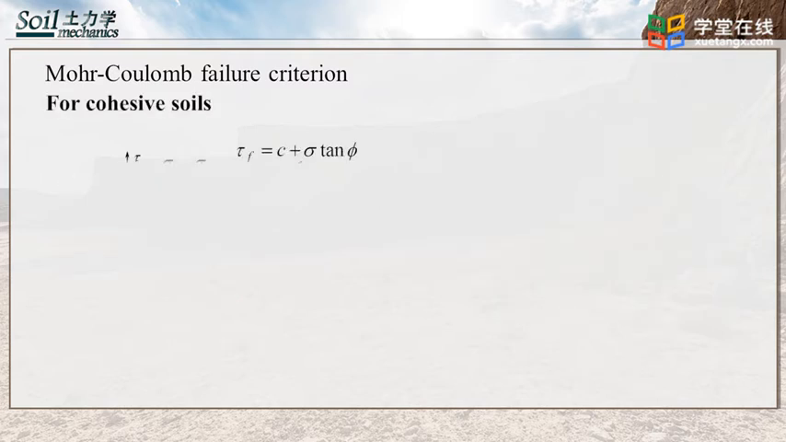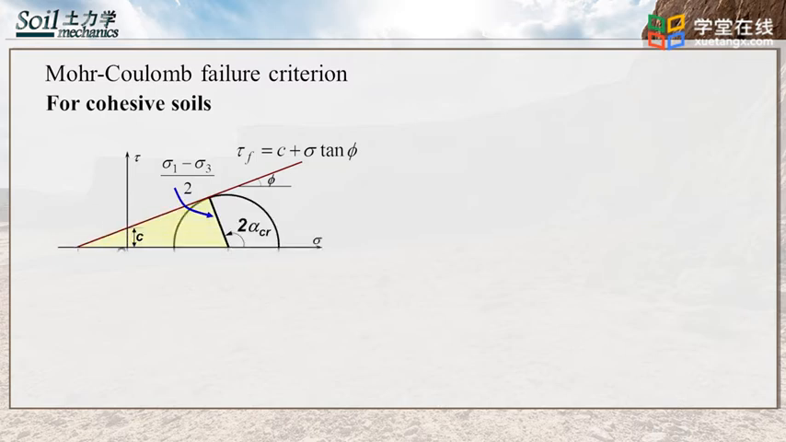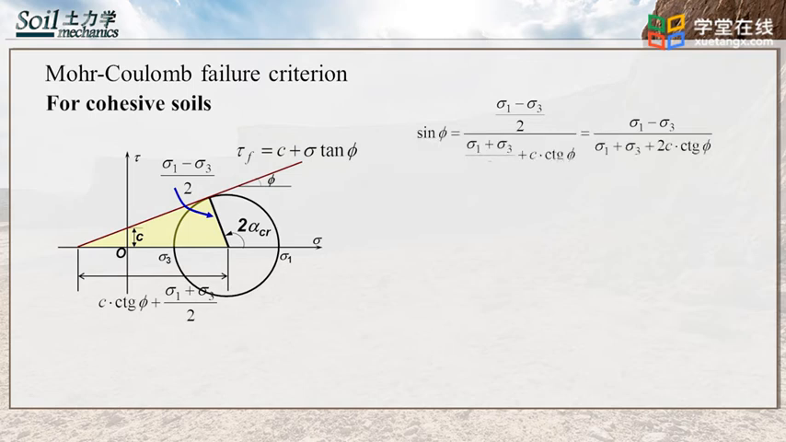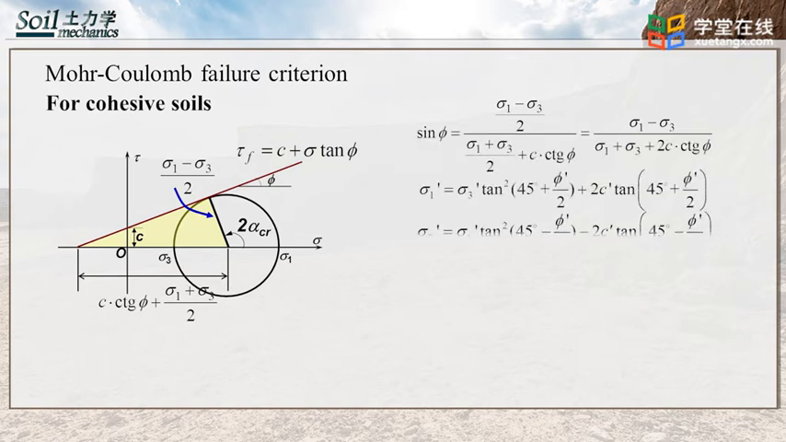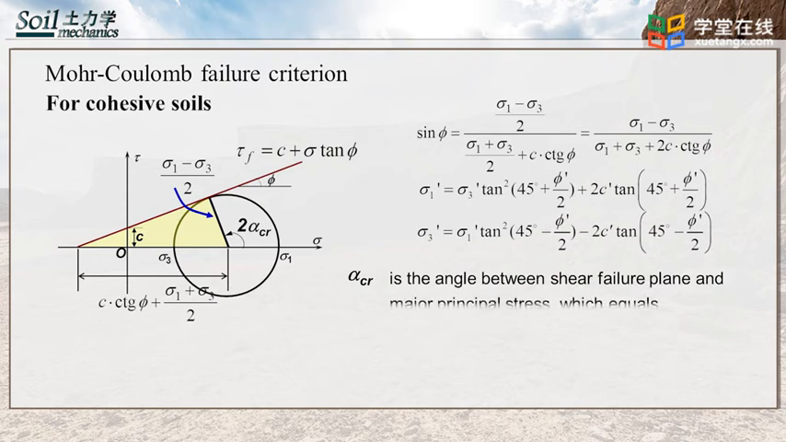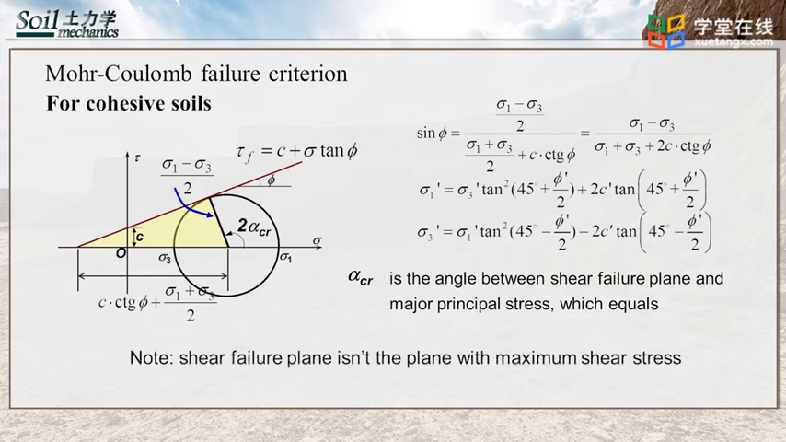For cohesive soils, according to the geometry in the figure, we can easily get the sine phi as indicated in the first equation. Then the sigma 1 and sigma 3 can be calculated in given conditions. Because the cohesion indicated by c is considered in cohesive soils, corresponding equations are more complex compared with those in non-cohesive soils. It should be noted that alpha CR is the angle between the shear failure plane and the major principal stress, which equals 45 degrees plus half of the friction angle. It should be noted that the shear failure plane isn't the plane with maximum shear stress.